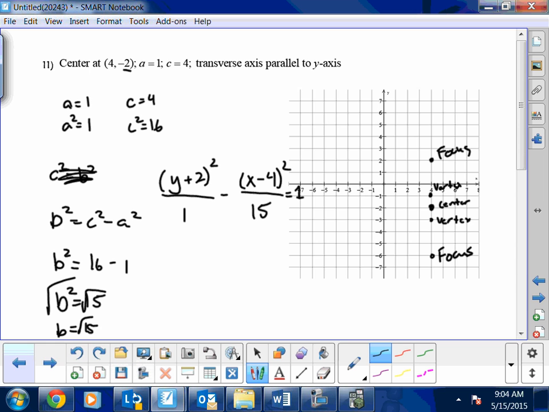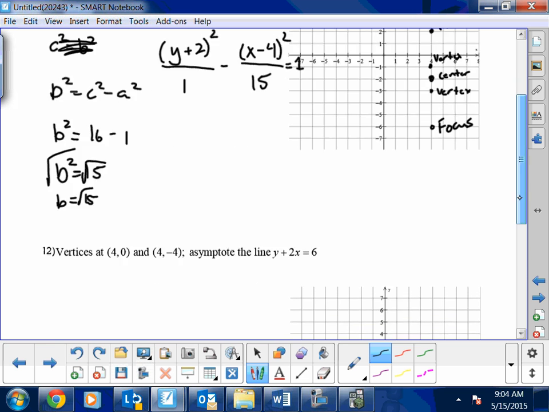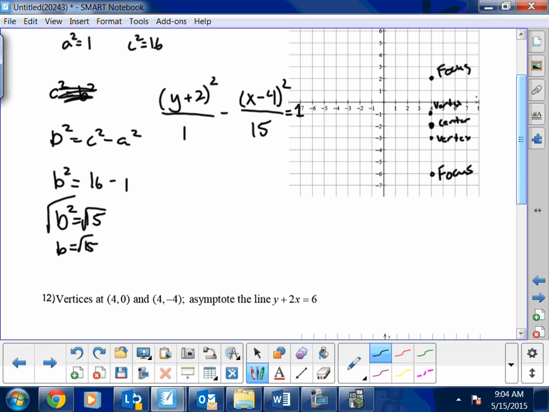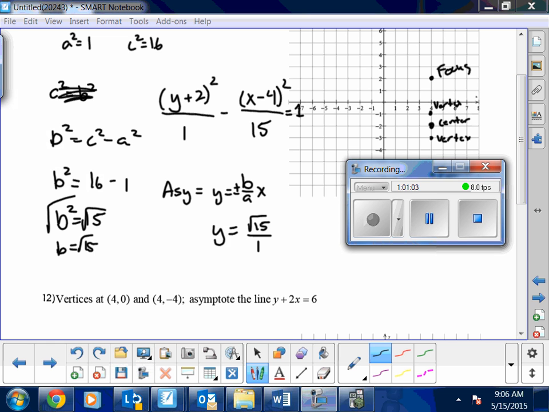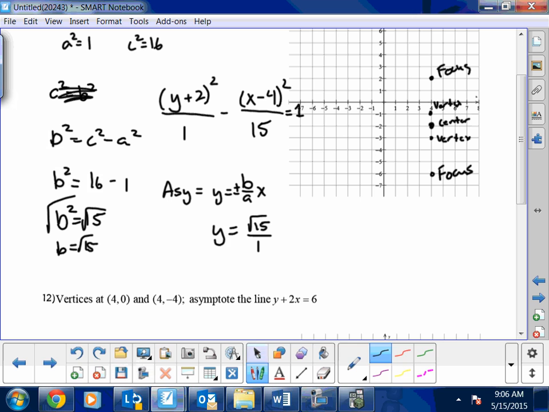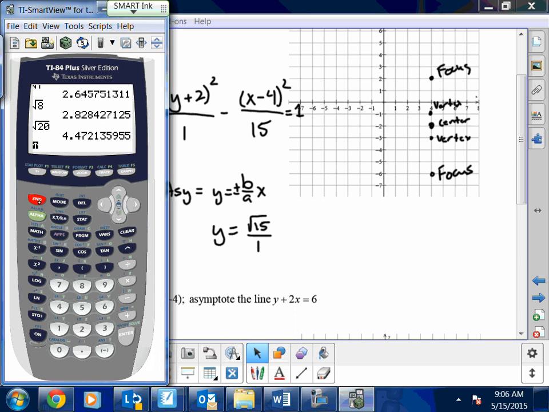Lovely. So let's make sure. Now we have one more. So let's go ahead and actually fill this one out. What are the asymptotes going to look like? Remember, we want to figure out y is equal to b over a plus or minus x. So y is going to be equal to square root of 15 over 1. And we'll figure out what square root of 15 is in a second. Okay, great. Let's go ahead and do this very last part, which is taking the square root of 15, and so we're going to know what the asymptotes are. It's going to be roughly 3.8.